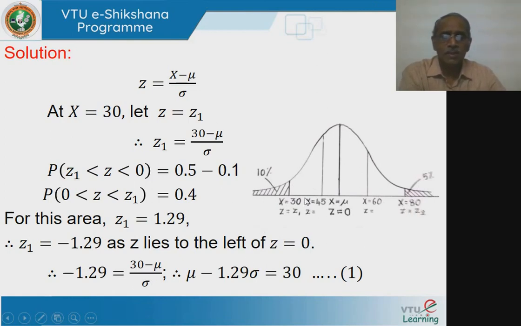To find the values of mu and sigma, let us calculate the value of z at x is equal to 30 and at x is equal to 80. So in the solution part, let z be equal to the standard normal variable, x minus mu by sigma. At x is equal to 30, let z be equal to z1. Therefore, z1 is equal to (30 minus mu) by sigma. Now, the probability of z1 less than z less than 0 is this area. This area is equal to the entire area 0.5 minus 10%, that is 0.1, which will give you 0.4. For this area 0.4, we have to look into the table for the value of z1.